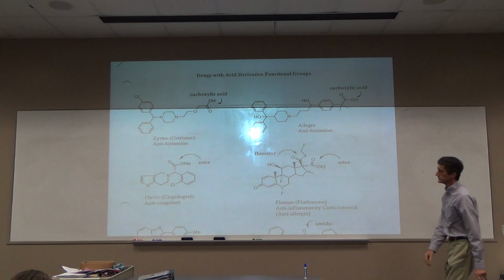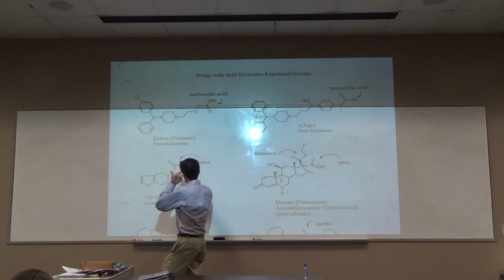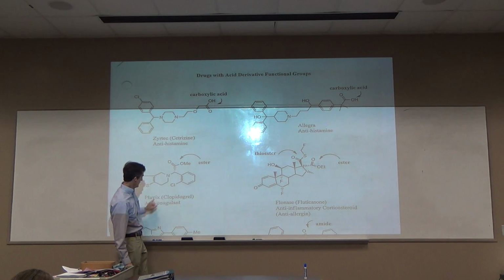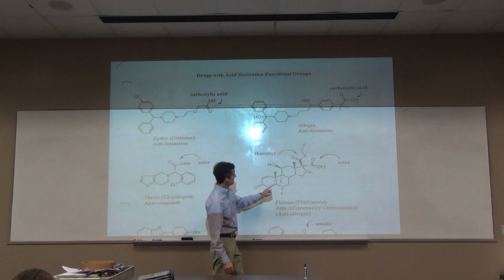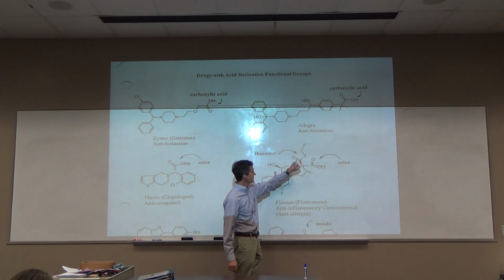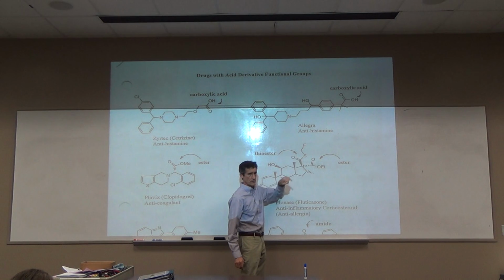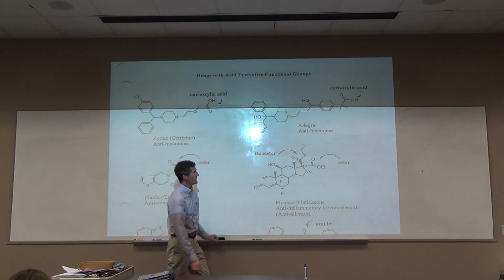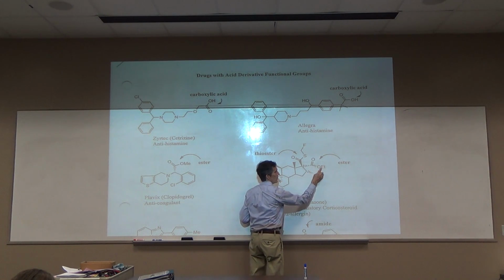Okay. Esters. Esters is where we just put an R group on the oxygen, right? It could be methyl, so it'd be called a methyl ester. Plavix. It's a thioester. We did not see this in organic one, but instead of an OR, an SR. The F does nothing here. It's a thioester. And here's a regular ester. OR.